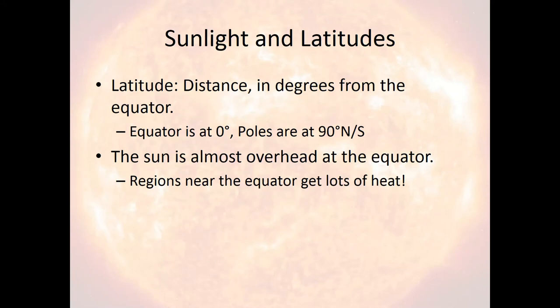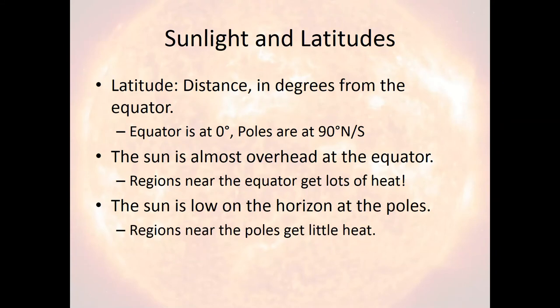In the case that the sun is overhead at the equator, that means that sunlight coming from the sun is coming in directly into that area. As a result, regions that are near the equator get lots of heat because sunlight that's coming in is concentrated over a small area. On the other hand, if you live near the poles, the sun is usually very low on the horizon. In this case, any heat that hits those regions actually spreads out over a larger area. Therefore, they get much less heat.